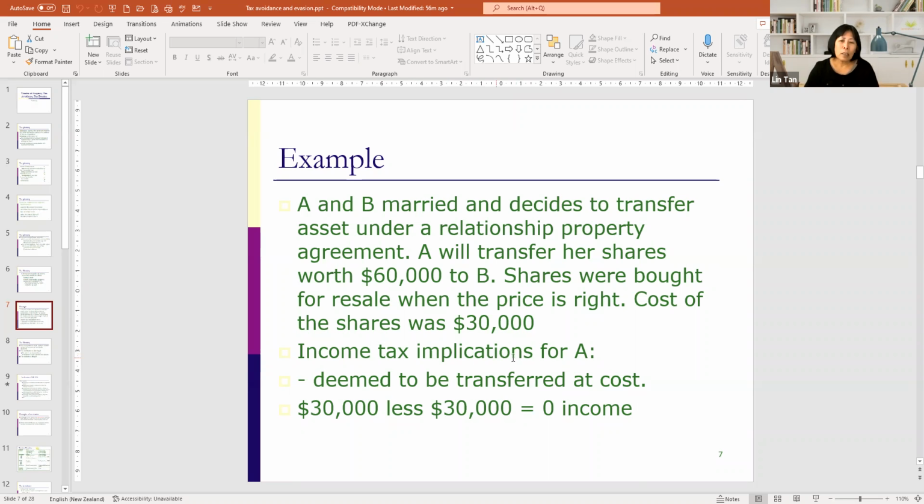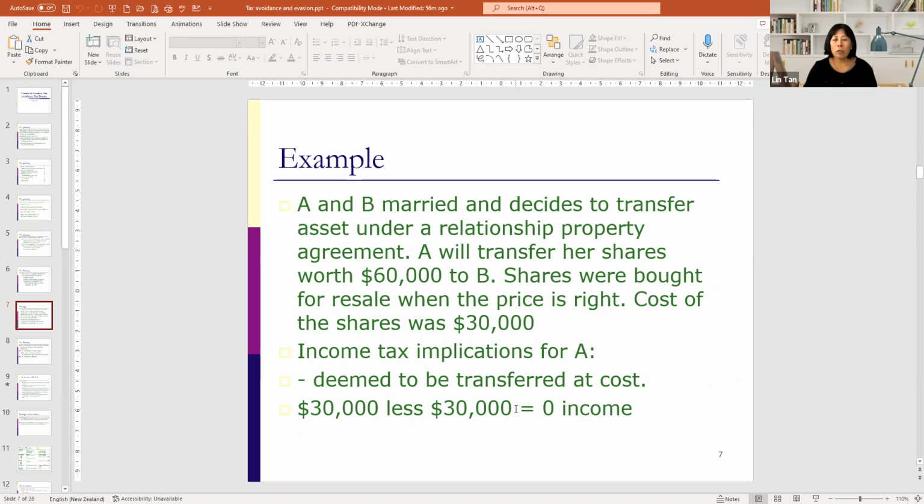So let's have a look at the income tax implication for A. It is transferred under a relationship property agreement. A is the transferor. For tax purposes, it will be deemed to be transferred at cost to B. So if you work out the transaction, originally it cost $30,000 and transferred at $30,000, well, there's no income, right? Income is zero. That's what we meant by there being no further tax consequences when such a transfer of assets is made under a relationship property agreement. Therefore, B will be deemed to own the shares at a cost of $30,000.